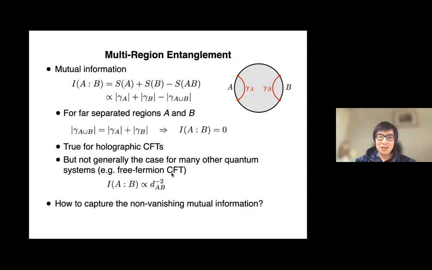For free fermion CFT, for example, we know that the mutual information between far separated regions A and B does not vanish immediately, but it vanishes with a power law behavior. It vanishes as basically a -2 power law with respect to the distance between the regions A and B. So how do we capture this non-vanishing mutual information in more general conformal field theories?